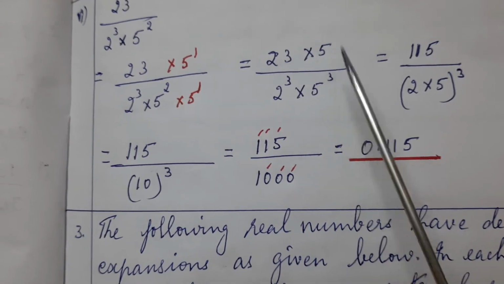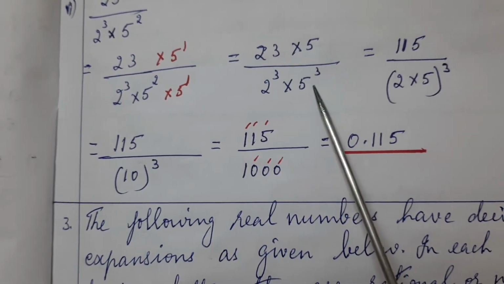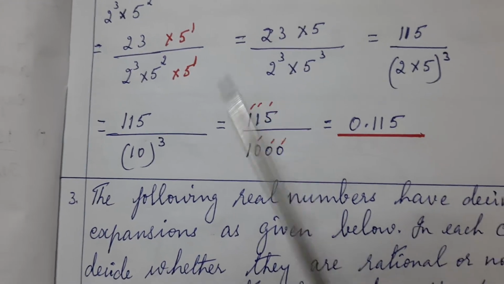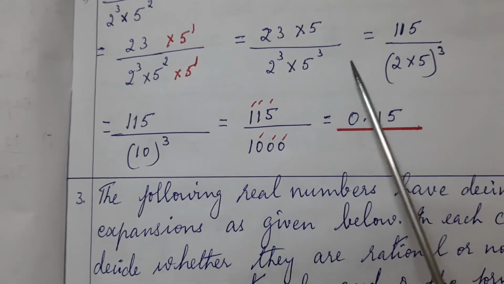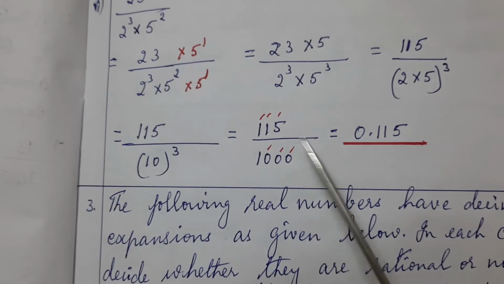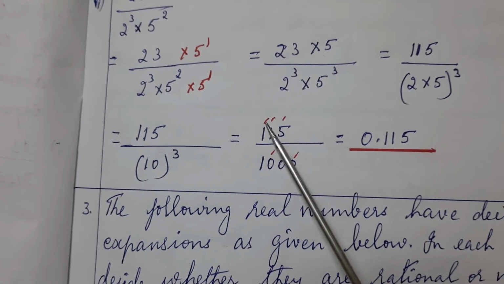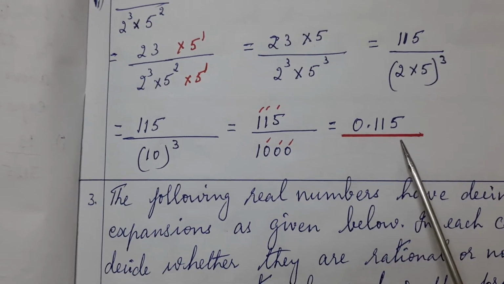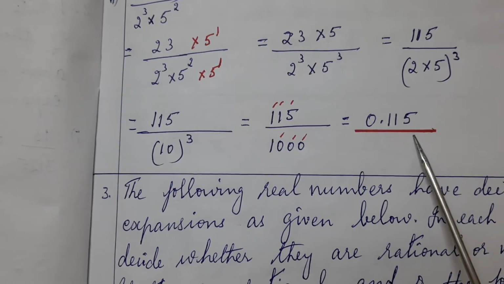So 23 into 5 by 2 power 3 into 5 power 3, that is 115 by (2 into 5) the whole power 3. 115 by 10 power 3, 2 fives are 10. Now this 10 power 3, when I expand, I get 1000. I have 3 zeros, so I am taking 3 digits in the numerator. So it becomes 0.115. This is the decimal expansion.